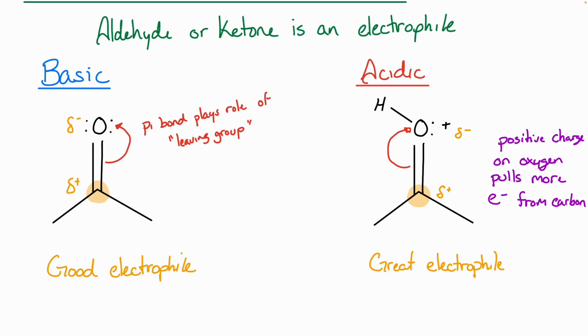All right, so that's why under acidic conditions we can get away with using these weak nucleophiles. Yeah, we have a weak nucleophile, but we have a really fantastic electrophile, so it kind of makes up for it. Okay, great. All right, so now let's take one of our nucleophiles and react it with our electrophile, our ketone or aldehyde.